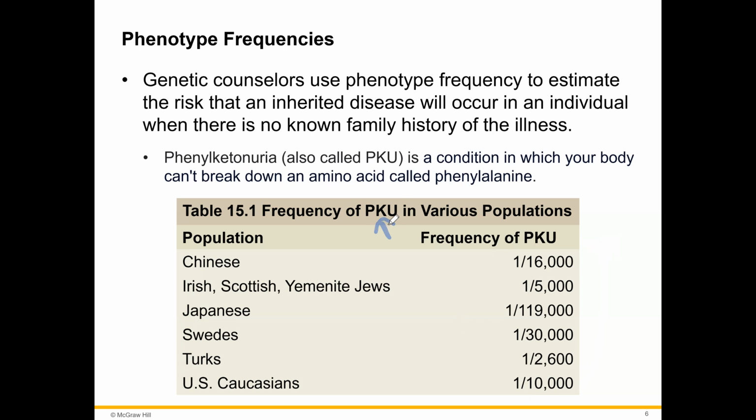And it says, like in Chinese, for example, when 16,000 kids are born, one will have this allele, this broken gene for that disease. So then we can predict the probability, how likely kids that are born in a different part of our planet are to have different diseases, genetic conditions.